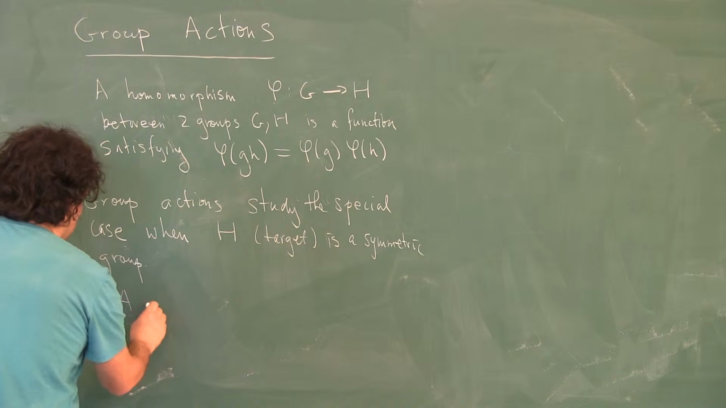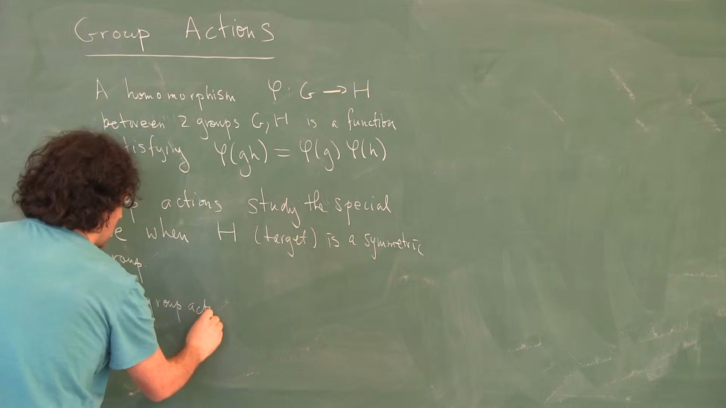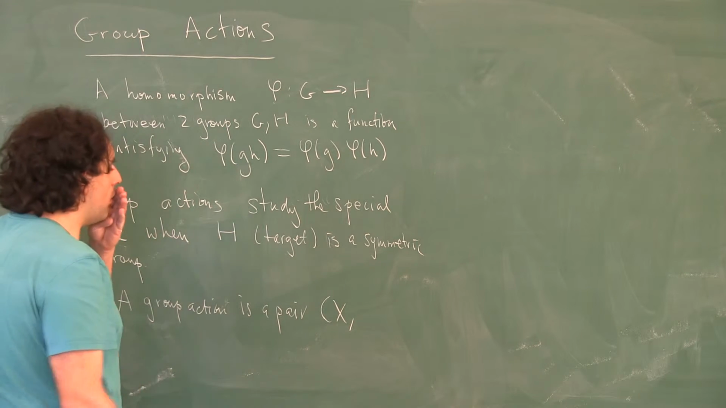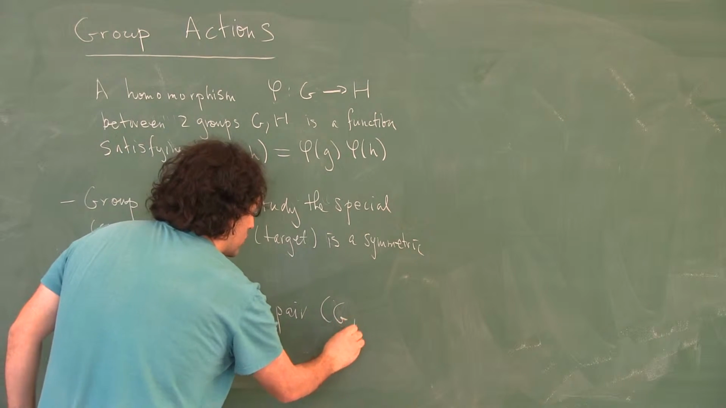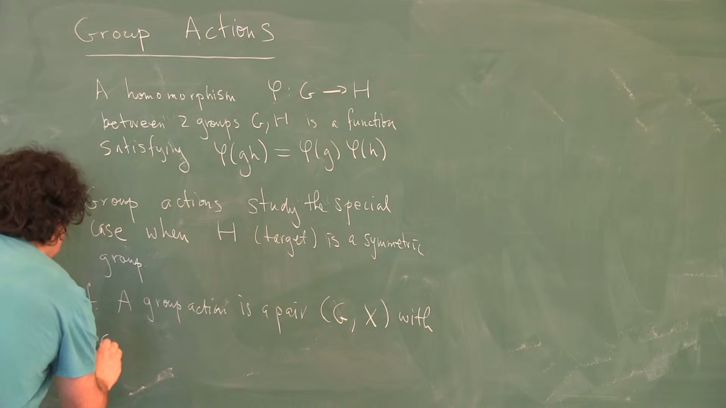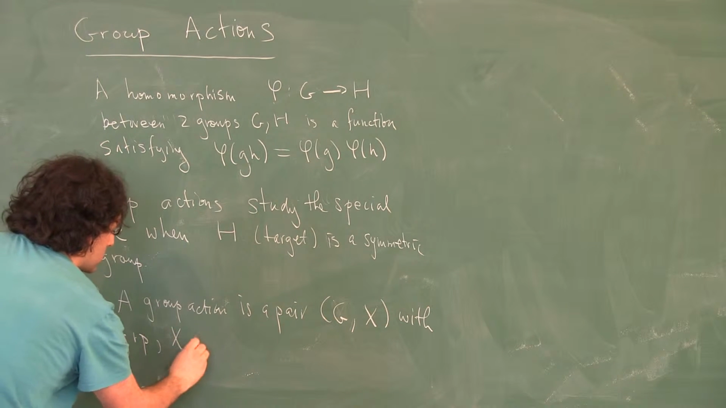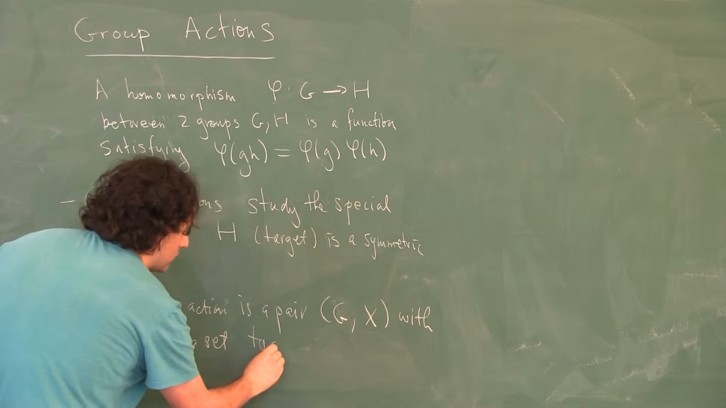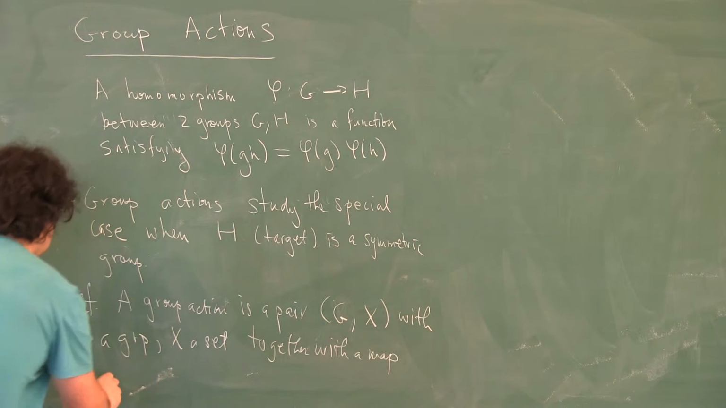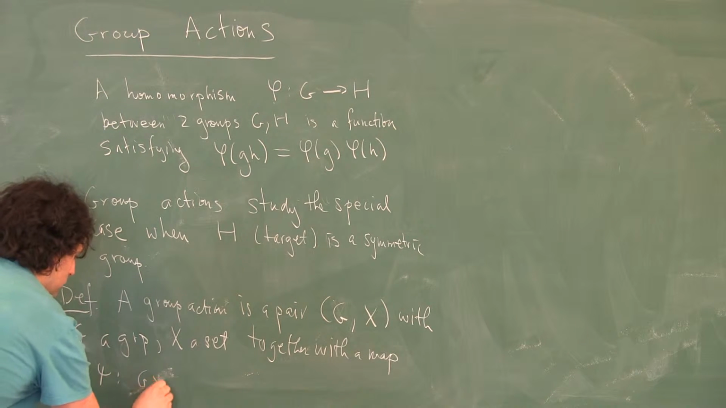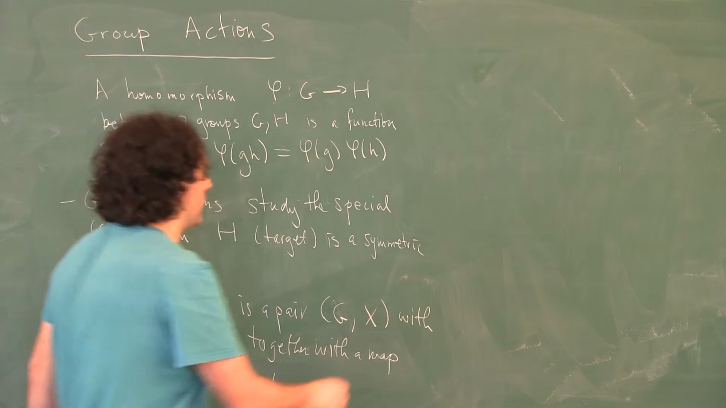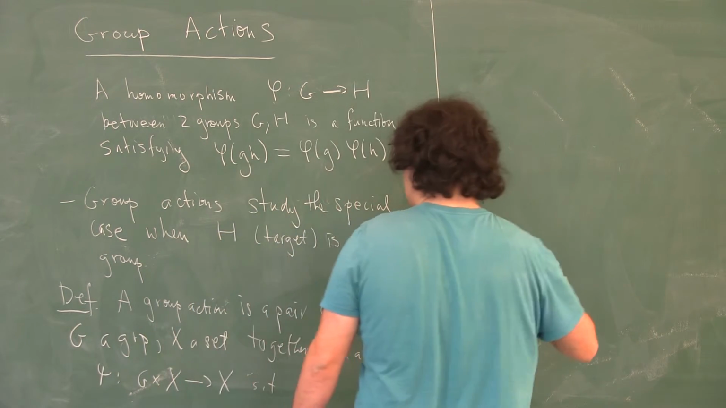So a group action is a pair G, X, with G a group, X a set, together with a map psi, which goes from G times X to X, and satisfying the following axioms.